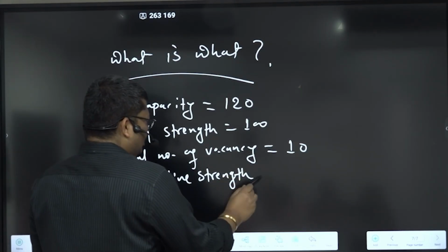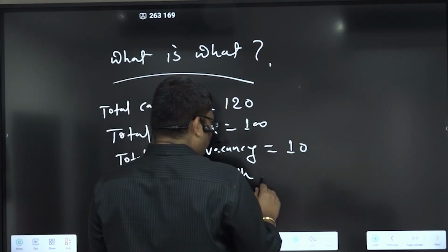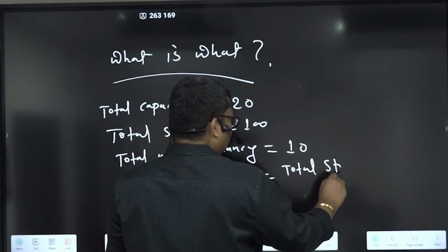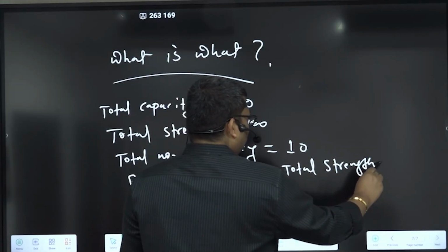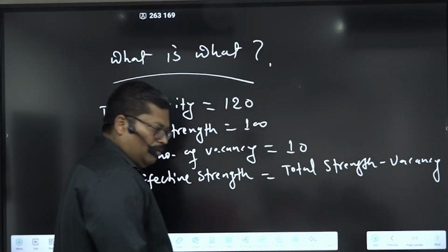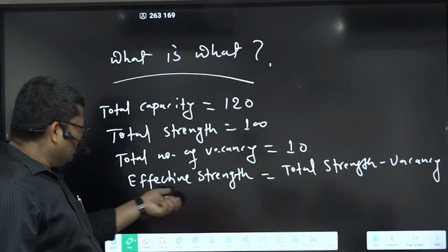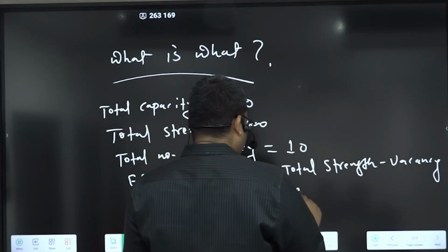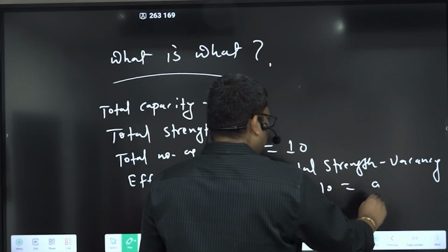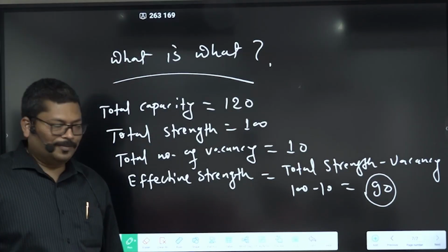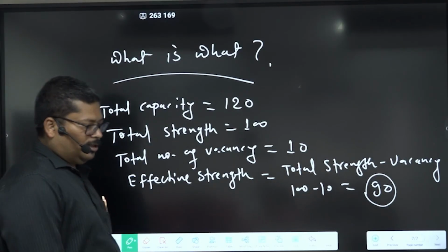So effective strength is all about total strength minus vacancy. Means if vacancy be reduced from the total strength, whatever the residue you find, that is basically effective strength. So 100 minus 10, that is 90. 90 is going to be the effective strength of the batch. Okay, fine. One more thing.